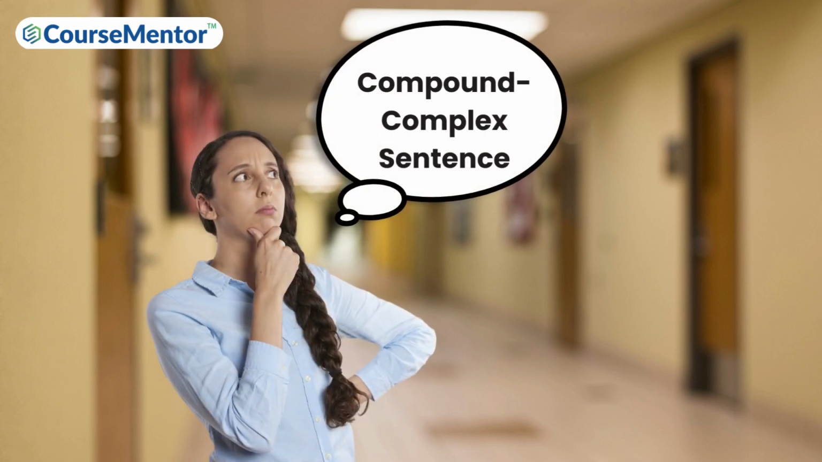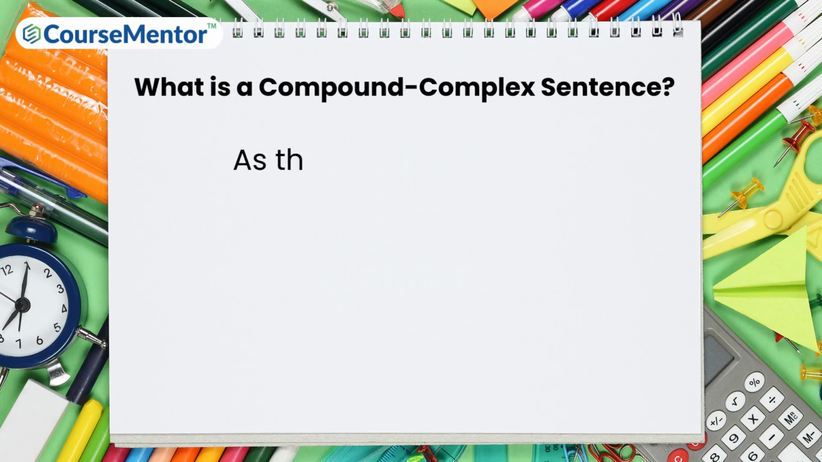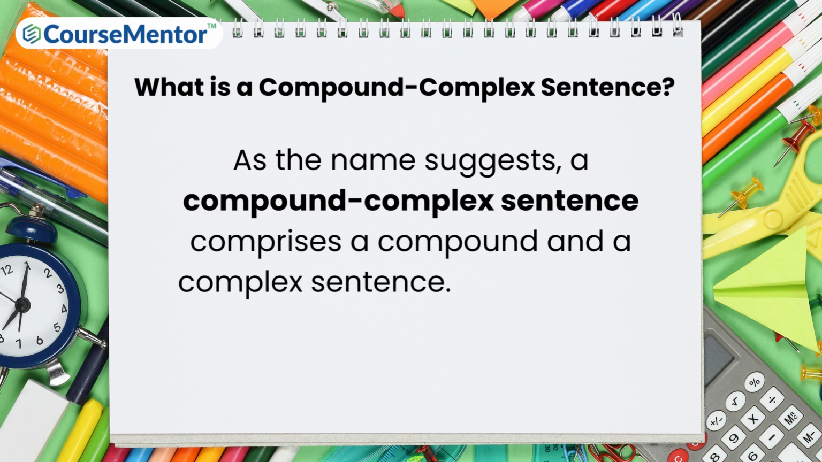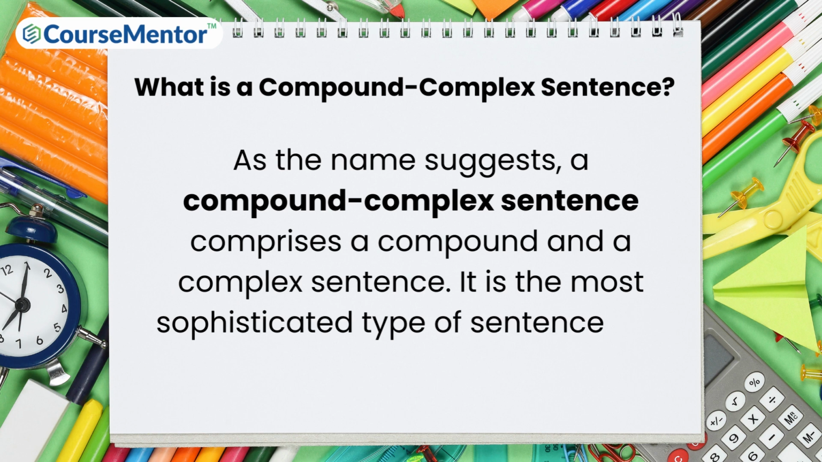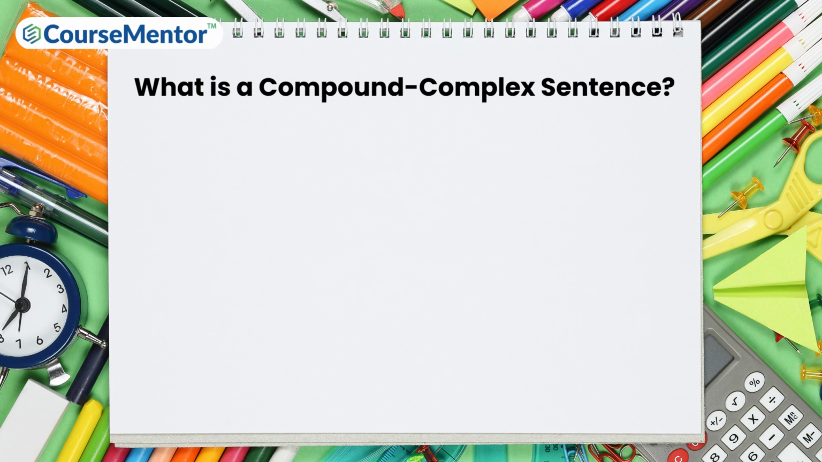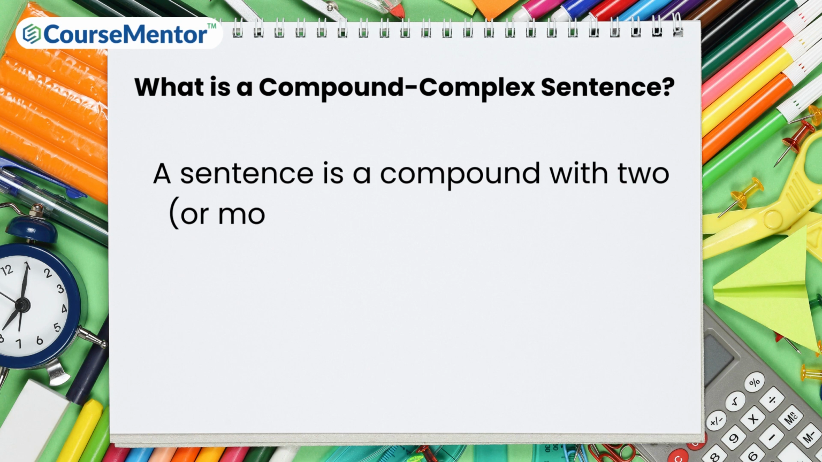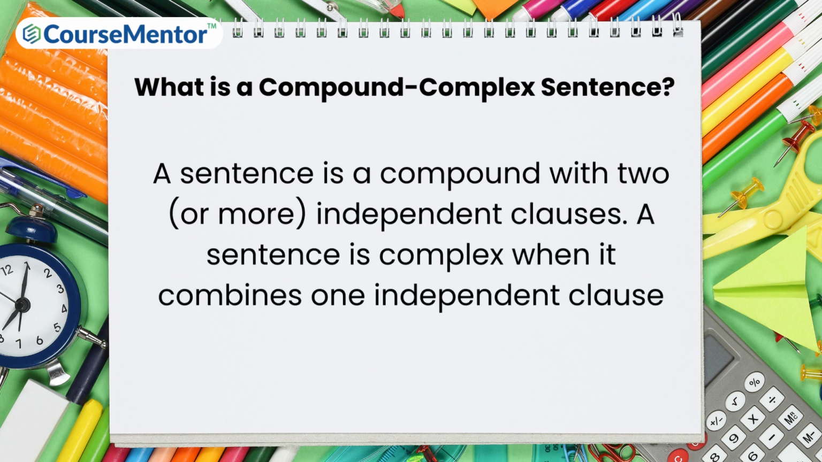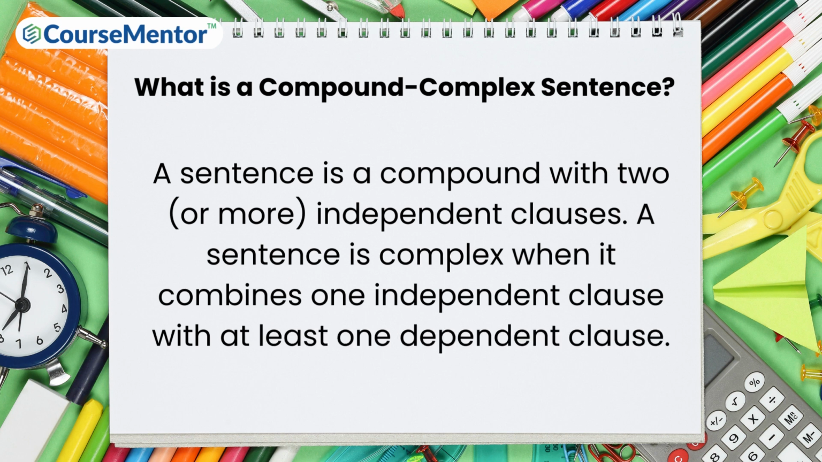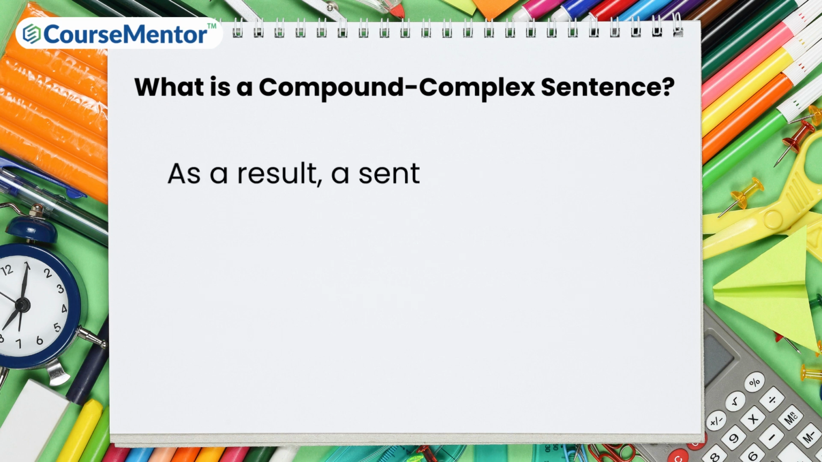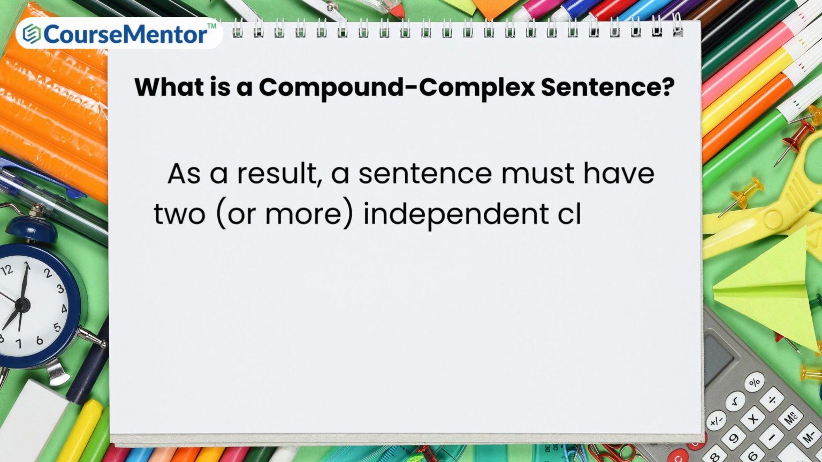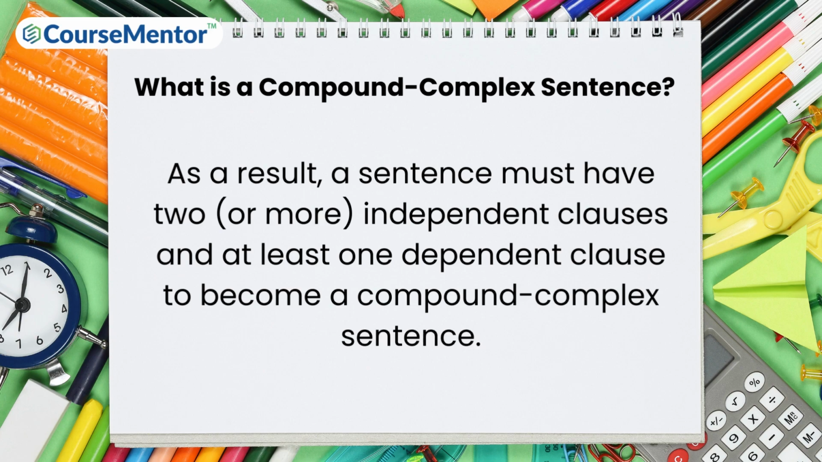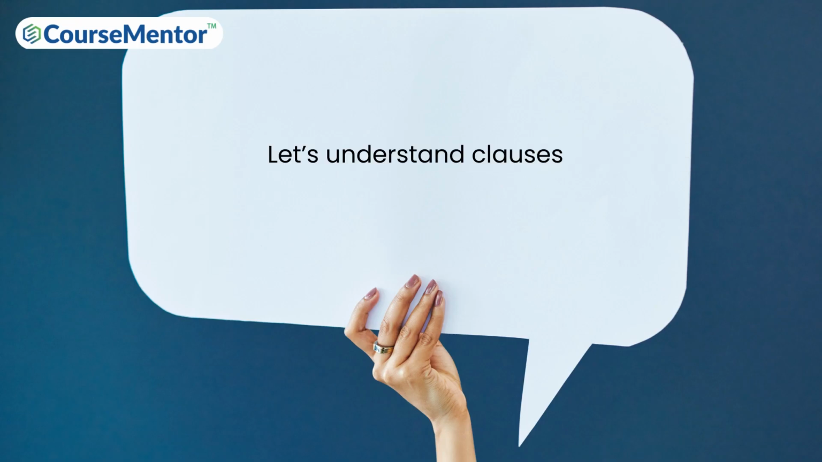So, what is a compound complex sentence? As the name suggests, a compound complex sentence comprises a compound and a complex sentence. It is the most sophisticated type of sentence you can use. A sentence is compound with two or more independent clauses. A sentence is complex when it combines one independent clause with at least one dependent clause. As a result, a sentence must have two or more independent clauses and at least one dependent clause to become a compound complex sentence.